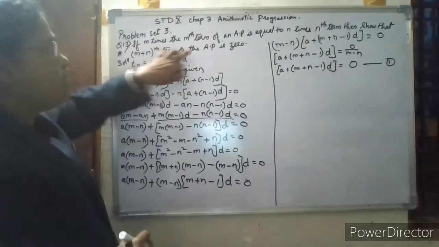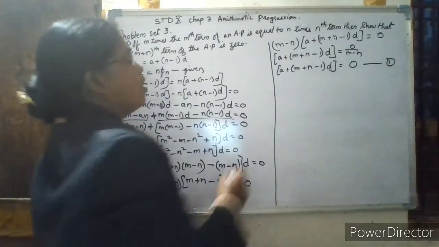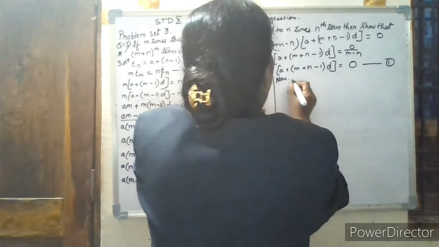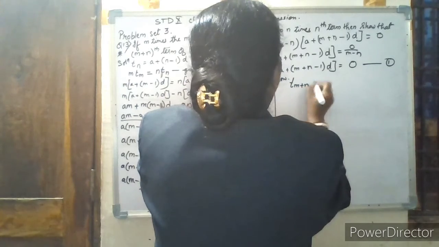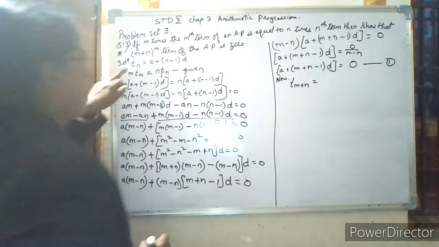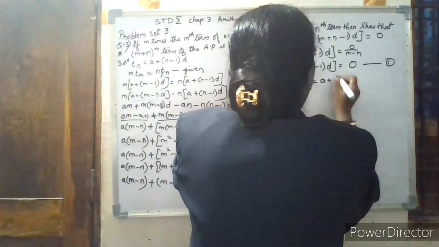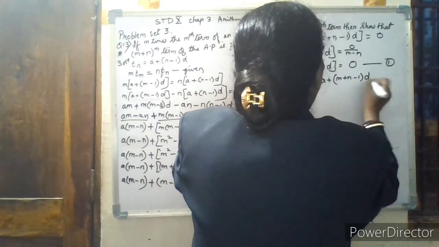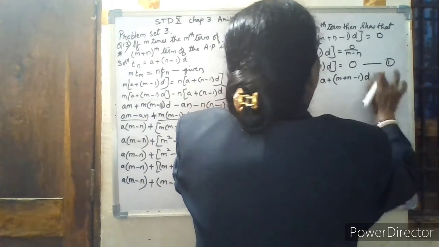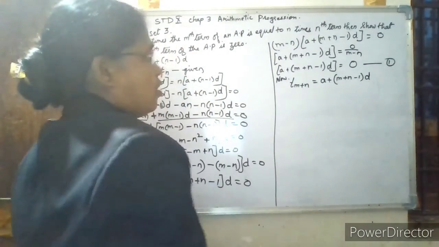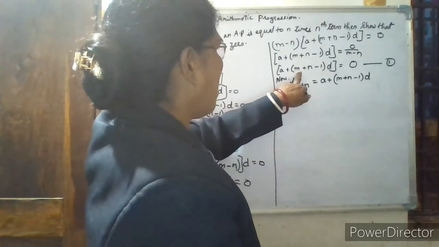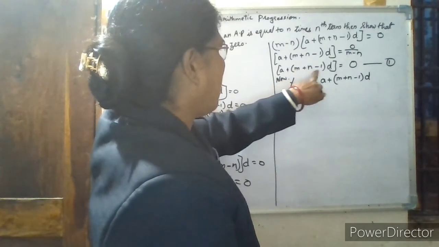Now come to the next part of the question, that is, show that the m plus nth term of the AP is 0. Now we go to the next part of the question, that is the m plus nth term. Like the nth term, it is equal to a plus m plus n minus 1 into d, in this form. But here, look at this one: a plus m plus n minus 1 into d.